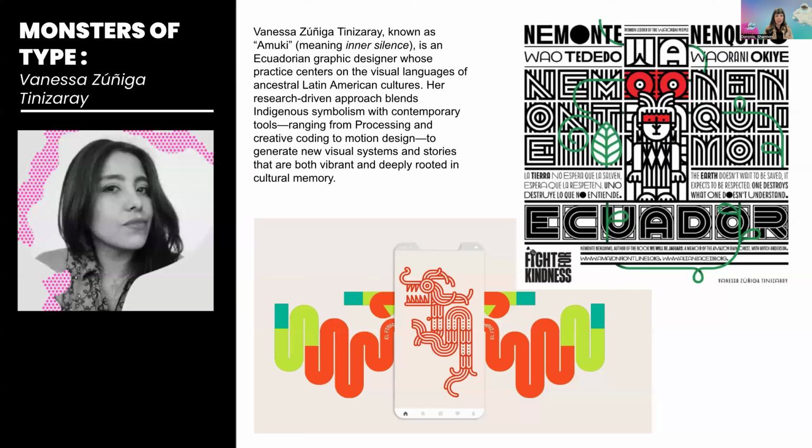So our monster of type for this week is Vanessa Zuniga Tinizare. She is also known as Amuki, which means inner silence. She's an Ecuadorian graphic designer whose practice centers on the visual languages of ancestral Latin American cultures. Her research-driven approach blends indigenous symbolism with contemporary tools, ranging from processing and creative coding to motion design. She generates new visual systems and stories that are both vibrant and deeply rooted in cultural memory.